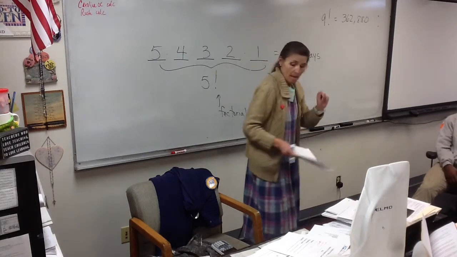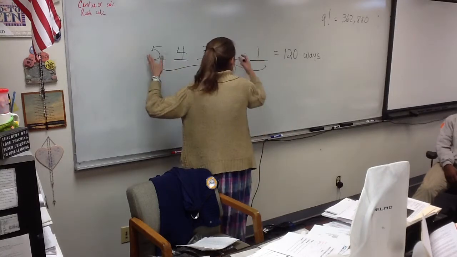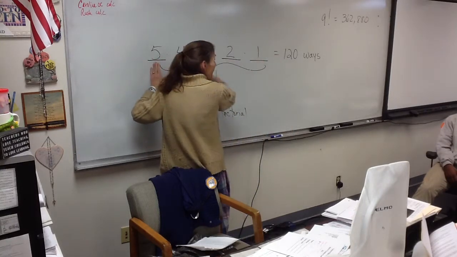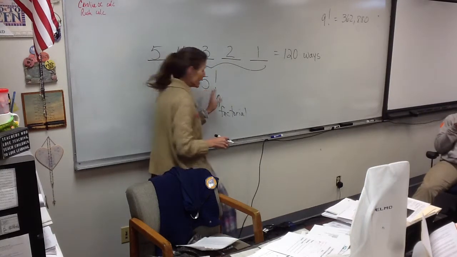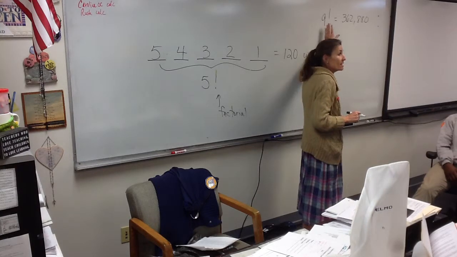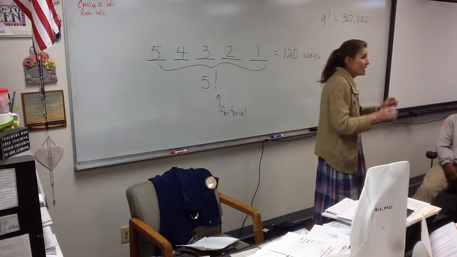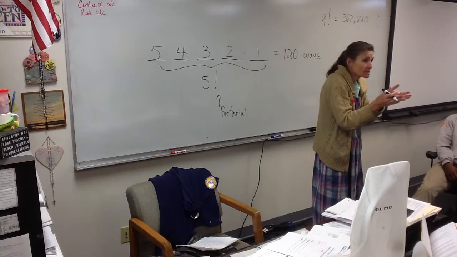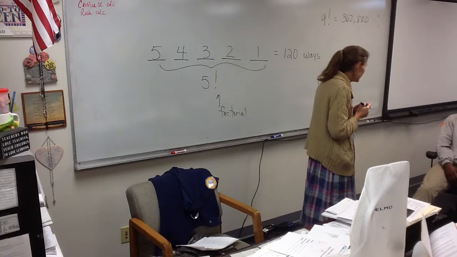Now, how many of you made the transfer from the book problem? 5 books in a line was 5 factorial. 9 people in a line is 9 factorial. In general, n things in a line will be n factorial.